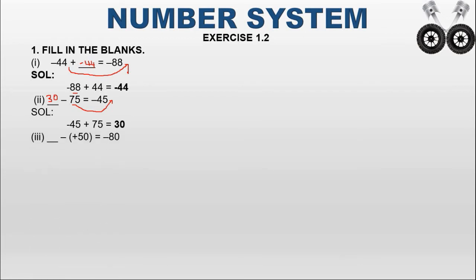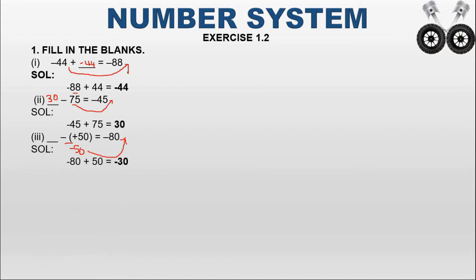And then the third one, dash minus within a bracket plus 50 equals minus 80. Here the two operators are next to each other, so we have to change the sign. Minus into plus, the two signs are different, so we have to put the negative sign. So minus 50. Whenever minus 50 comes to the RHS, it will become plus 50. So minus 80 plus 50 equals.